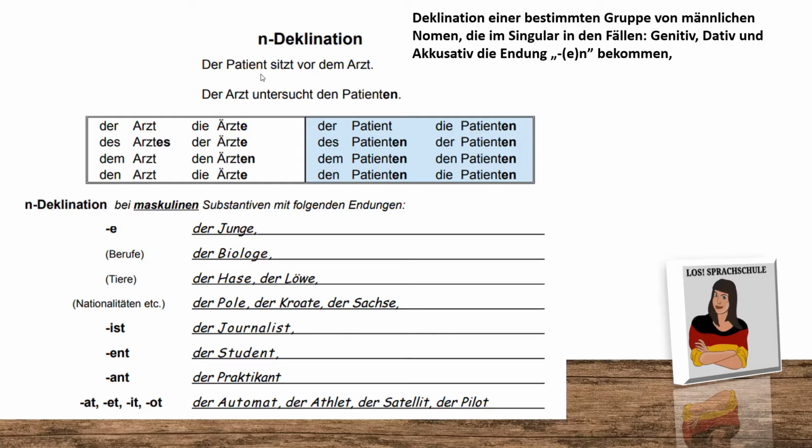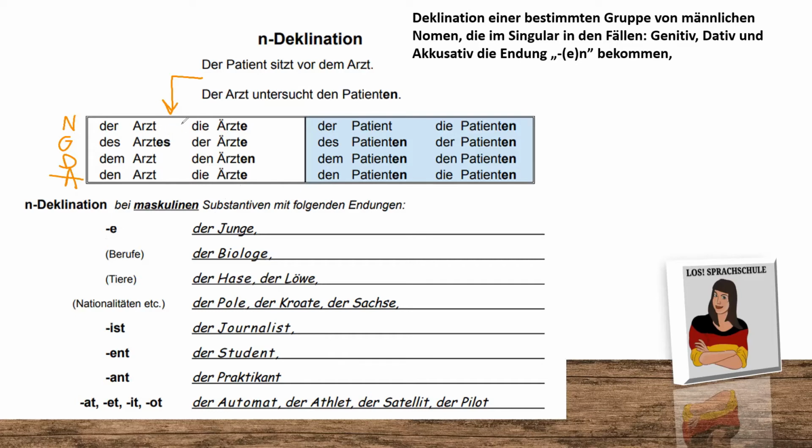Der Patient sitzt vor dem Arzt. Here we have no declination, but in the other one, der Arzt untersucht den Patienten, there we have the -en. So if we check out der Arzt in its different forms, we have nominative, der Arzt, die Ärzte. Genitiv, des Arztes, der Ärzte. Dativ, dem Arzt, den Ärzten. And Akkusativ, den Arzt, die Ärzte.